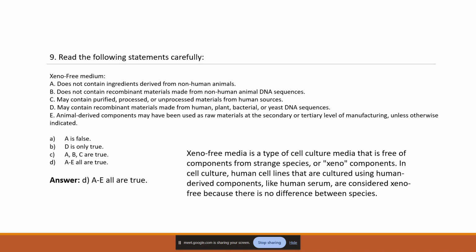But at the same time, in this question, what they are saying is you can have some components like some recombinant materials or some DNA sequences which you want to integrate. You can take it from a different source, like from plant or bacteria or yeast, but it should not be animal related, because the DNA sequences will be different for eukaryotes and prokaryotes.